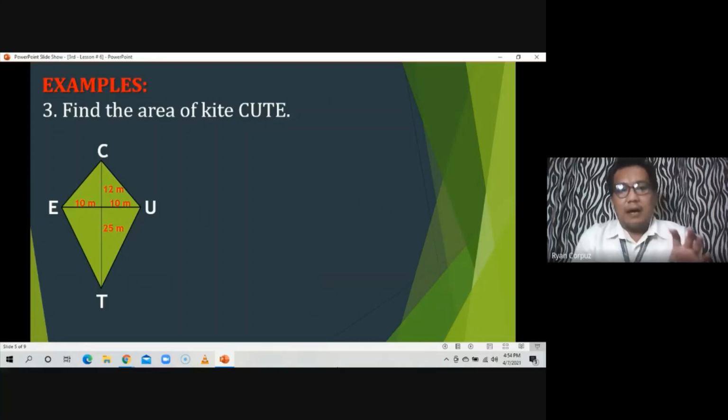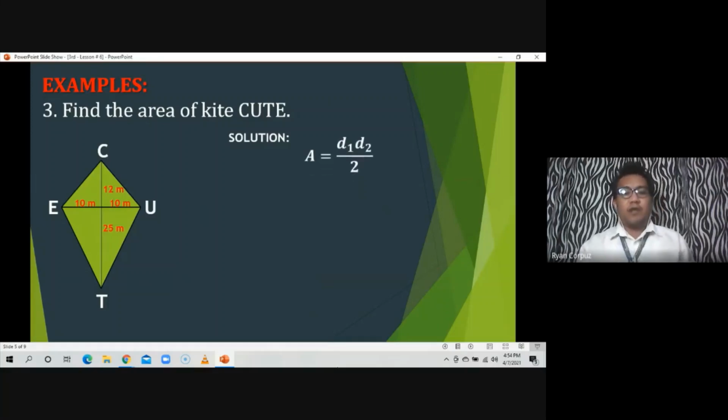So since kite is a quadrilateral with perpendicular diagonals, we can make use of the formula that we use on example number 2. So that is A is equal to D sub 1 times D sub 2 all over 2. So all we have to do, since given naman yung mga measures doon, i-substitute na lang natin siya. Diagonal 1, pwedeng ito yon. So itong buo na to since 10 to and 10 din to, that would be 20 in all. So ito, since 12 ito, tapos ito ay 25, that would be 37 in total. Yung buong diagonal ang tinutukoy natin.